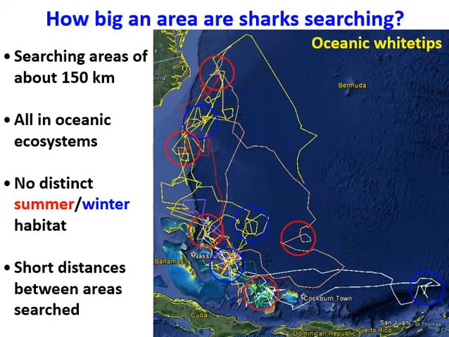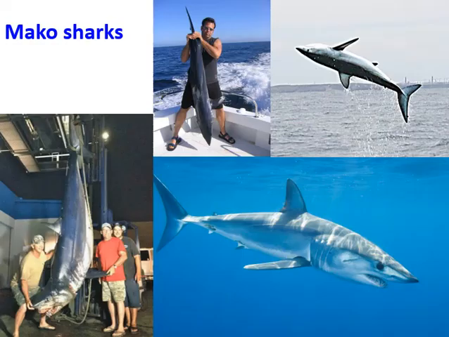And they're really exhibiting this similar type of behavior throughout the year. Not much of a difference between the summer and winter. That's the story for oceanic white-tip sharks. Now let's look at mako sharks.